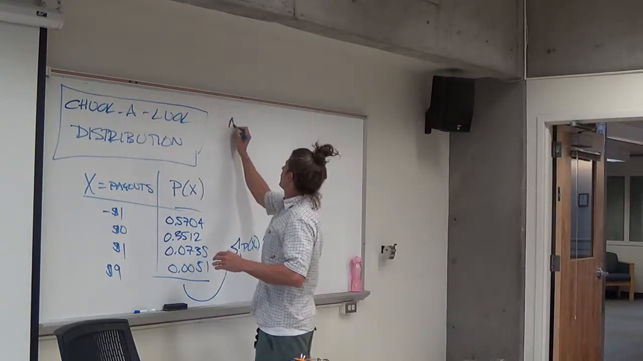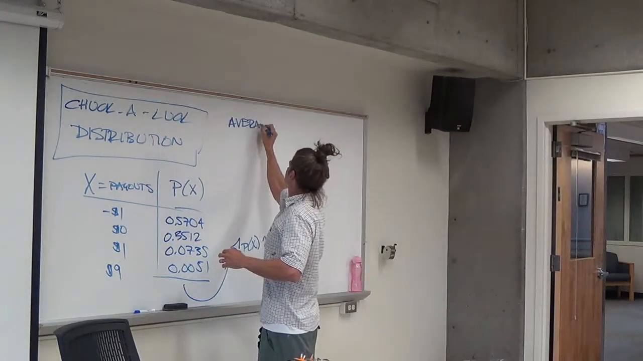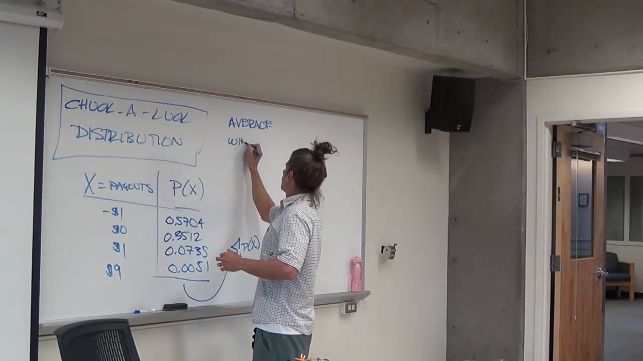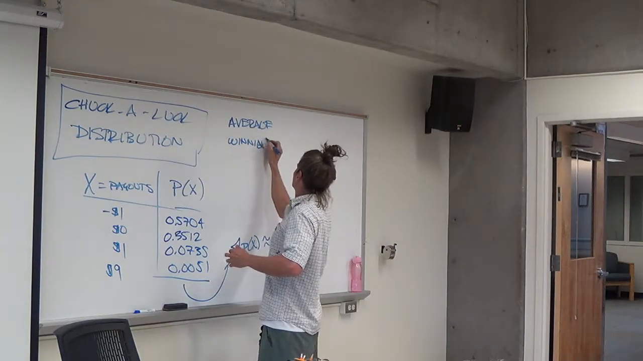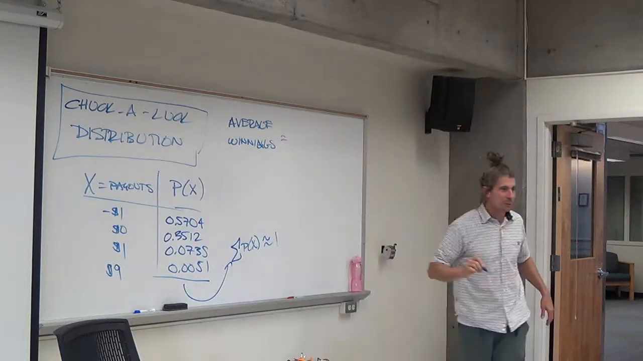So I want to go with average winnings. And what Andrea is telling me is I should put winnings in parentheses. Spoken like a true actuary.